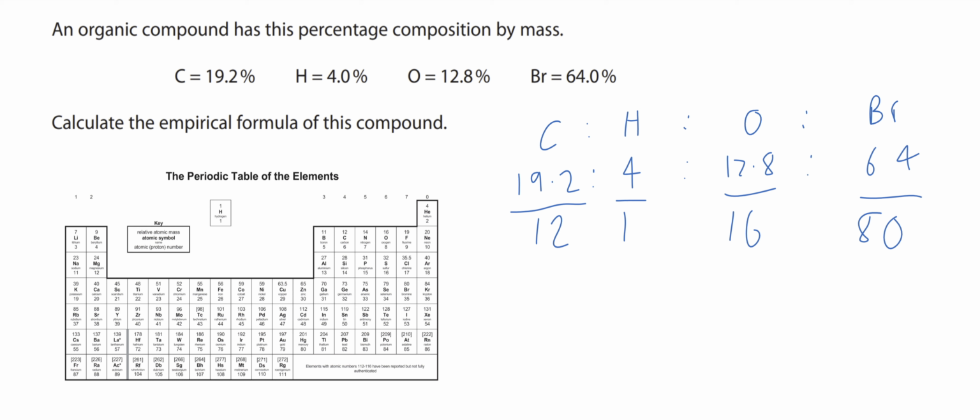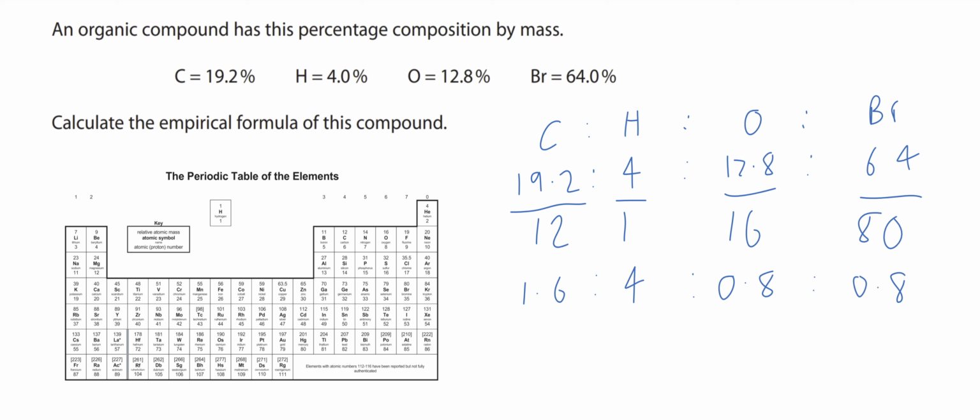And then use the calculator to calculate these. So 19.2 divided by 12 is 1.6. 4 divided by 1 is 4. 12.8 divided by 16 is 0.8. And then 64 divided by 80 is 0.8 as well. Empirical formula is the simplest possible whole number ratio, and these are decimals.